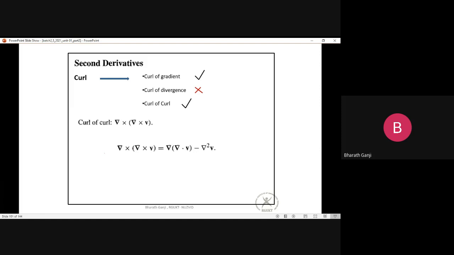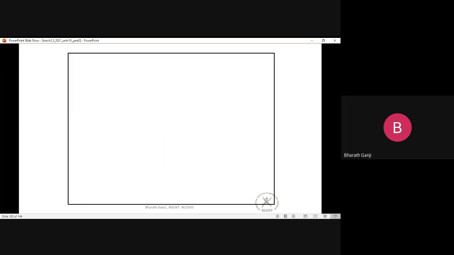So when you take curl of a curl, it is gradient of divergence minus divergence of gradient, right? This is gradient of divergence and this is divergence of gradient, which is a Laplacian, but this is a vector Laplacian, very important. You can see that because curl gives a vector on this side, all the terms on the other side must be vectors too. So this is a vector Laplacian. Okay, so that is about the second derivatives.